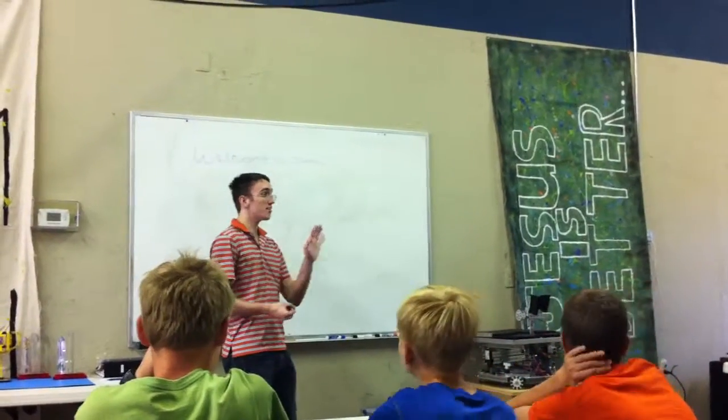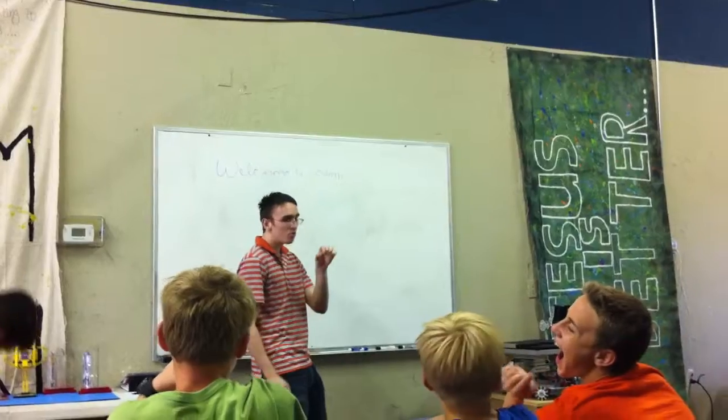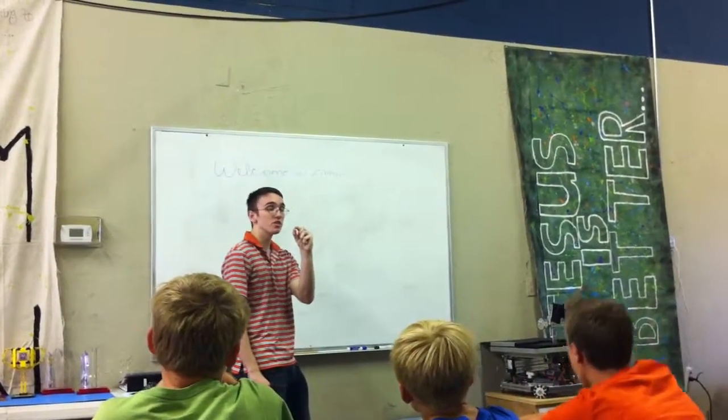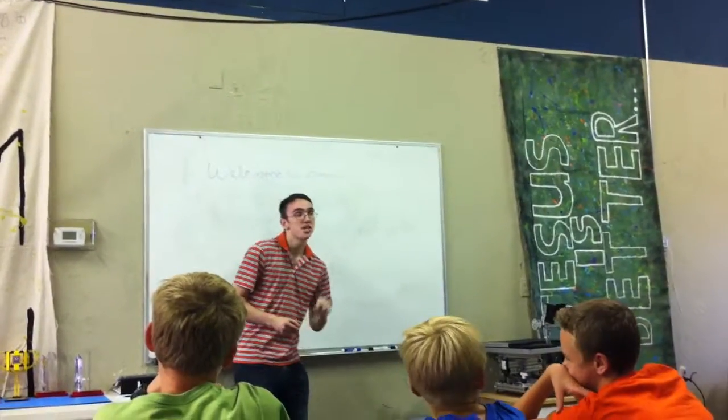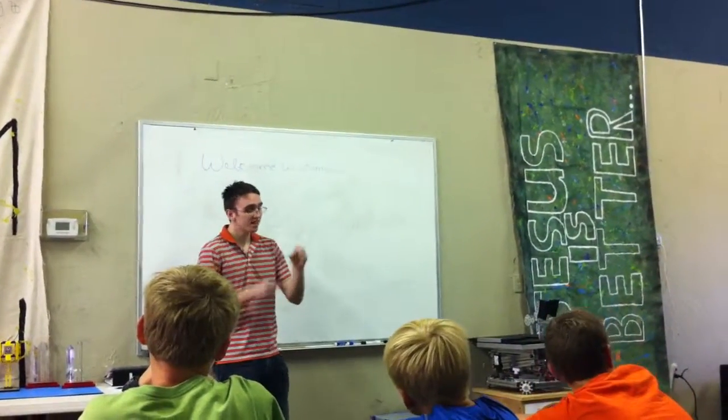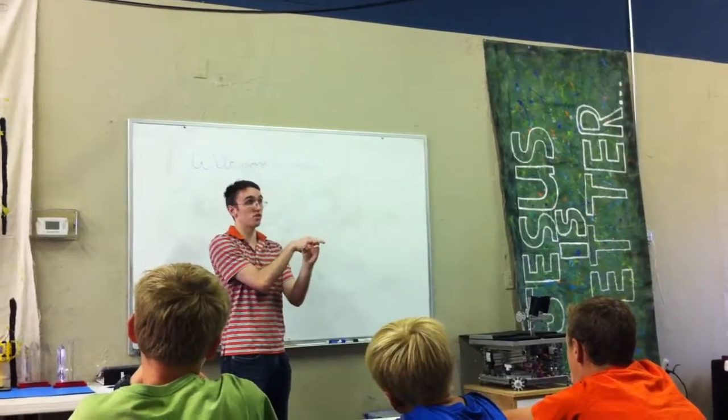Alright, so the big gear has 40 teeth. Then you have these really tiny little gears. Each one has 8 teeth. So, that means you get 8 teeth to 40 teeth.